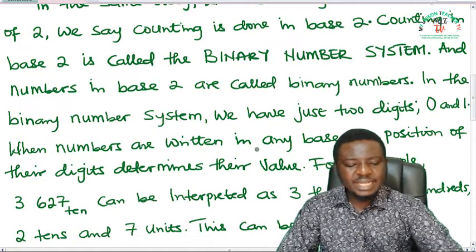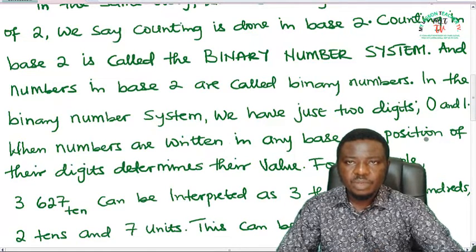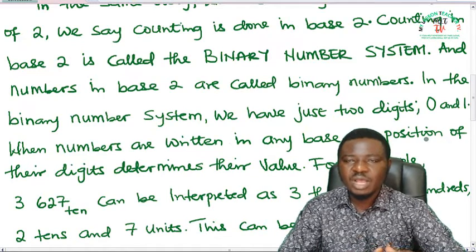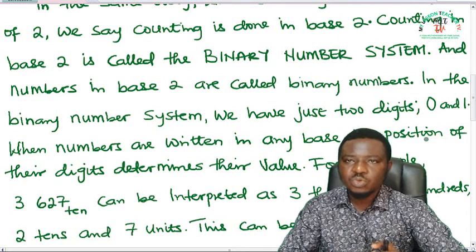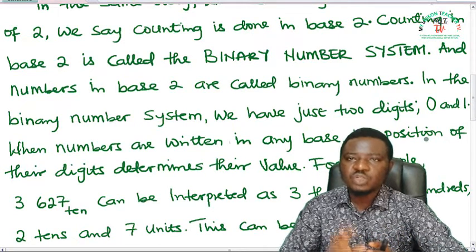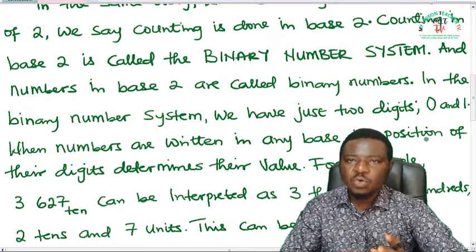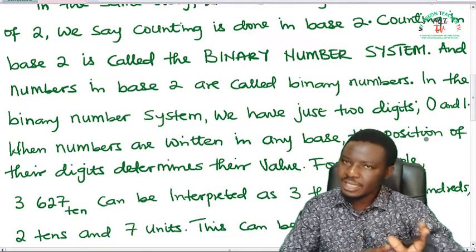When numbers are written in any base, the position of their digits determines their value. Just like what I showed you earlier on, when you count in the base 10 system, we have 10 digits ranging from 0 to 9. In base 2 system, we have just 2 digits, which are zeros and ones. In base 3 system, we have 0, 1, and 2. In base 4 system, we have 0, 1, 2, and 3 in that order.